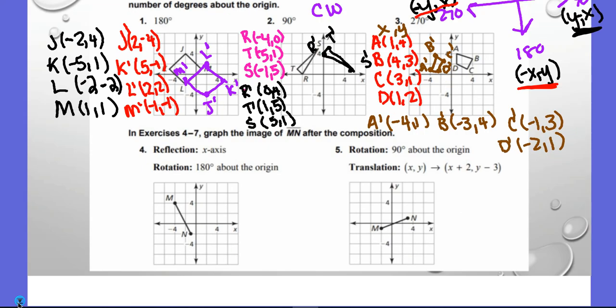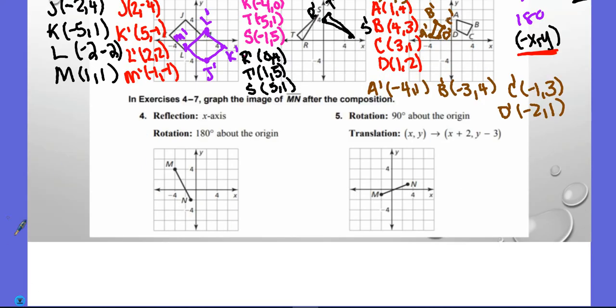Okay, let's go ahead and knock out 4 and 5. It says exercise 4 through 7. Graph the image of line segment MN after the composition. So we're doing a sequence of transformations now. So first it says to reflect across the x-axis.